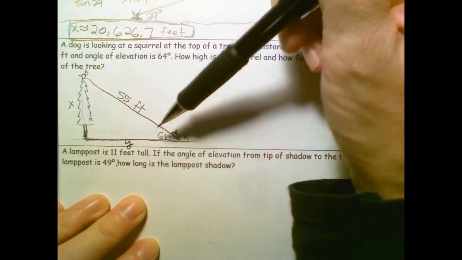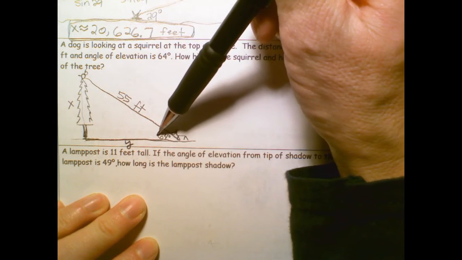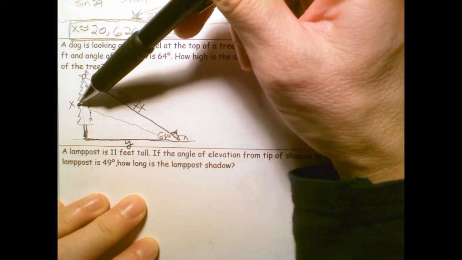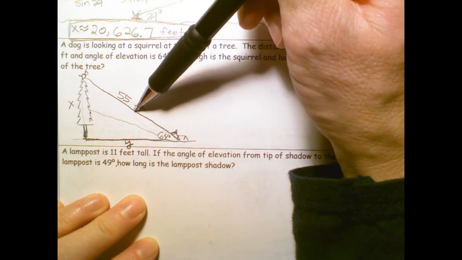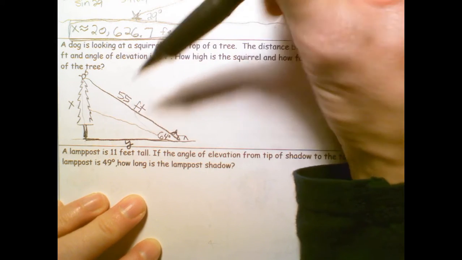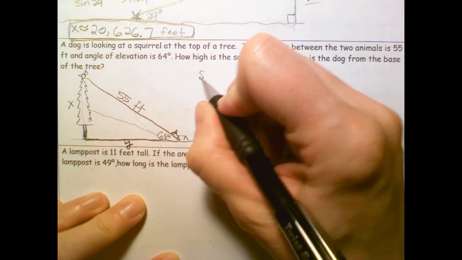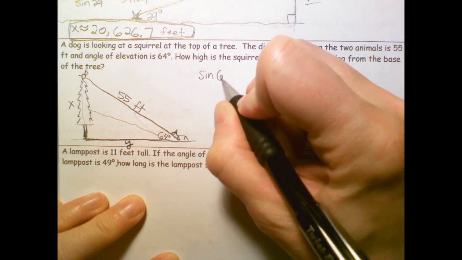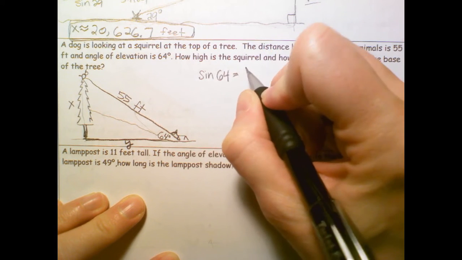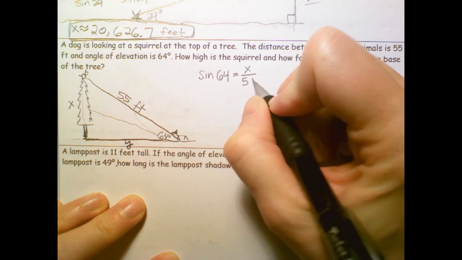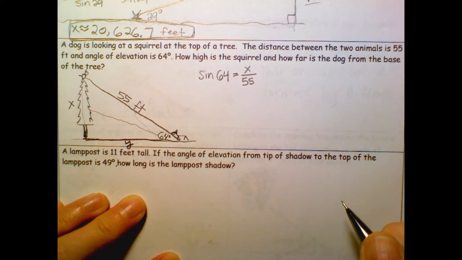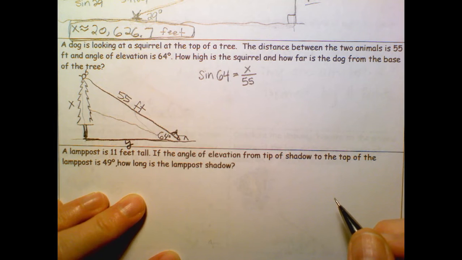So when I look at this angle right here, X is the opposite side, and 55 is the hypotenuse. So opposite and hypotenuse are a sine relationship. All right, so I'm going to write sine of 64 degrees equals X over 55. So SOHCAHTOA.